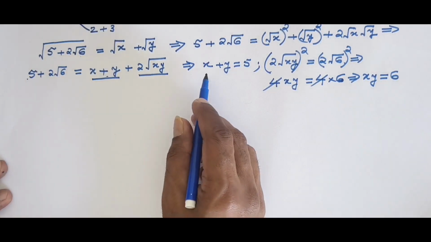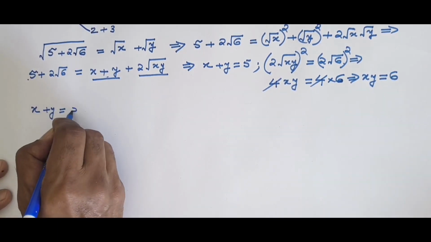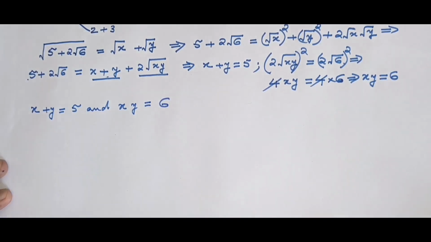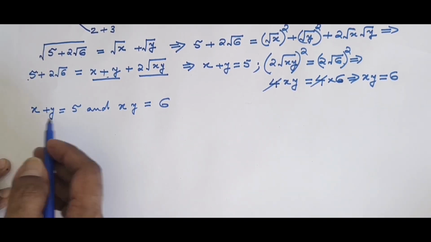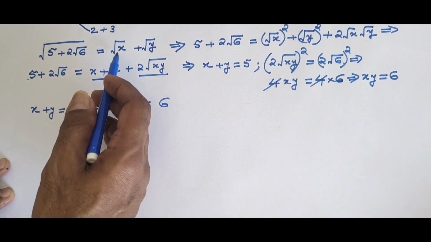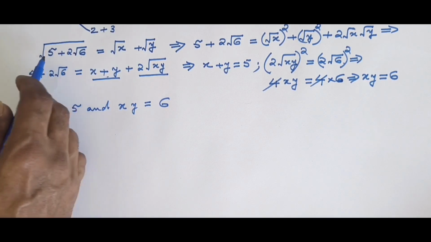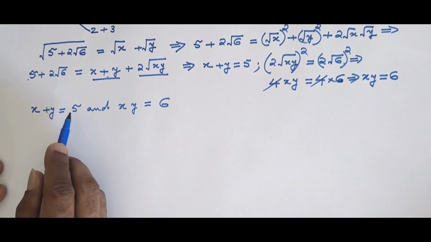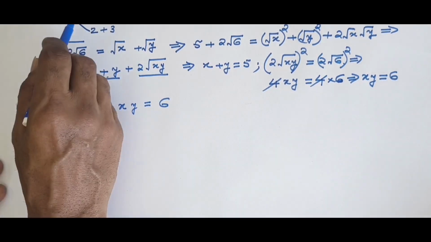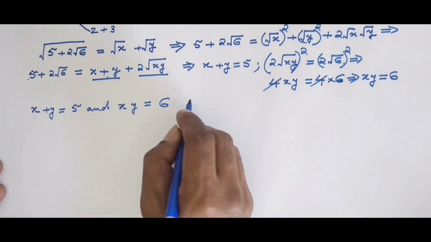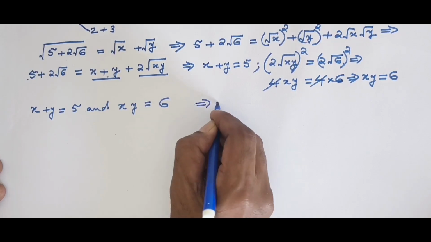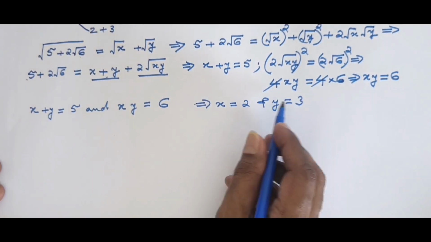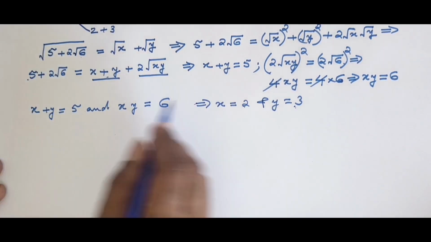Now look at this. You got two equations: x plus y equals 5 and xy equals 6. Now basically what are we doing? We are finding the values of x and y and then substitute here to get the square root of this surd. Now look at this. There are two numbers whose sum is 5 and the product is 6. I have explained the method of finding the numbers in the shortcut. This implies x equals 2 and y equals 3. Their product is 6 and their sum is 5.